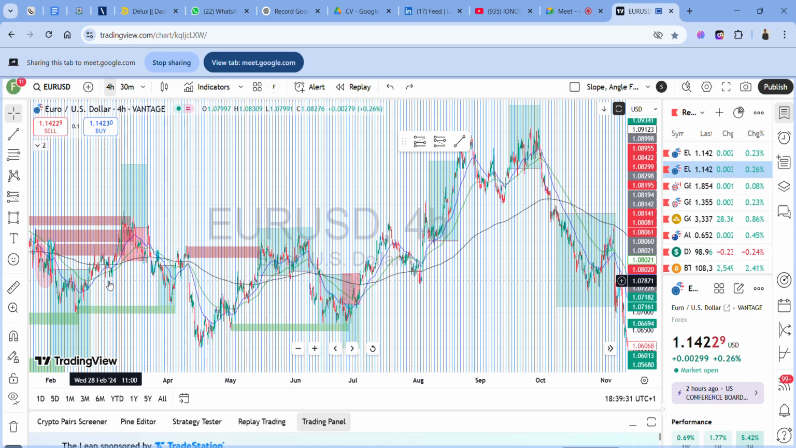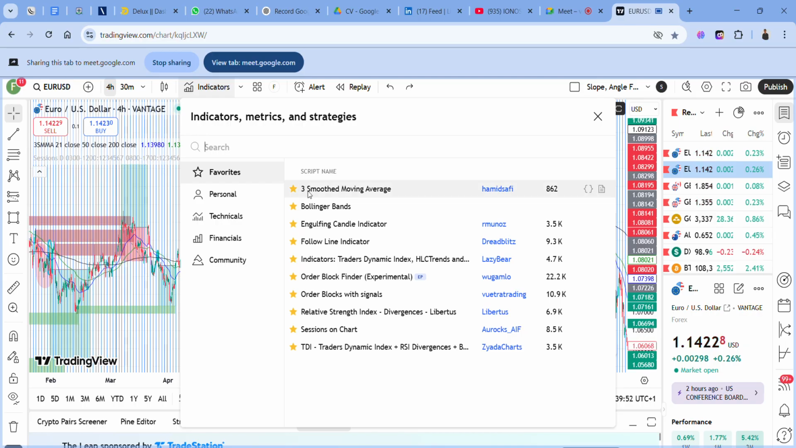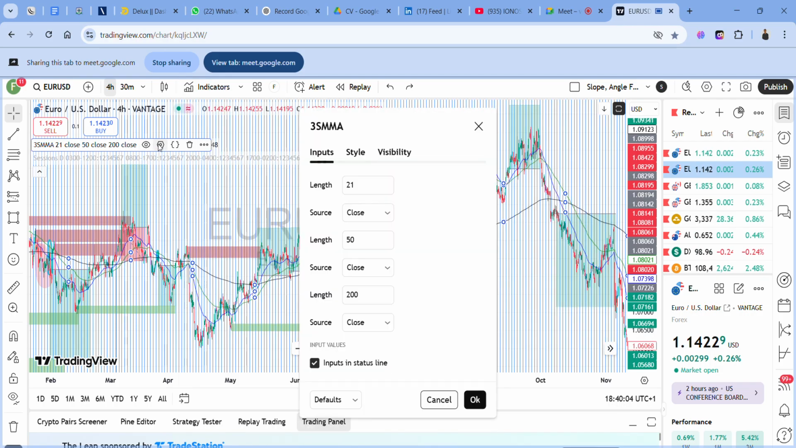So, sir, I have a question. Are the moving averages on TradingView free, or do we have to pay for them? It is free. In my indicator tab, I just searched for 3 SMMA moving average, an indicator that has 3 moving averages inside it. It's called 3 Smooth Moving Average by Hamid Shafi. You can just search it and click on it, and it will show you 3. Then you can go into settings and change it. I made the short one 21, the second one 50, and the longest one 200. This is just what we did. It is free.